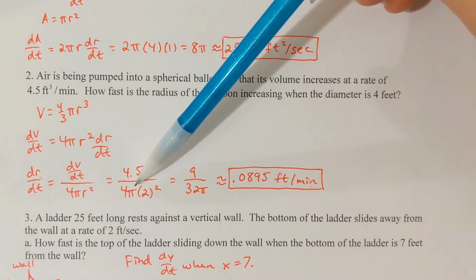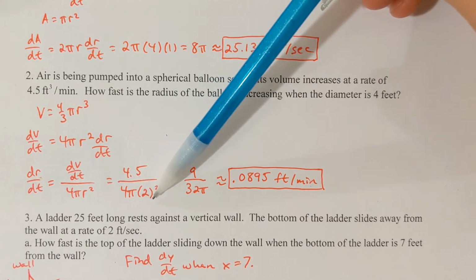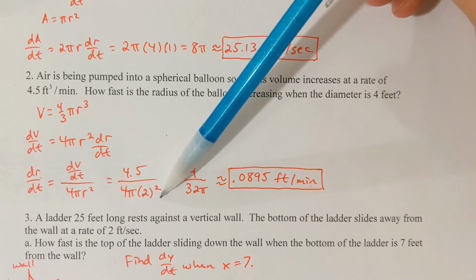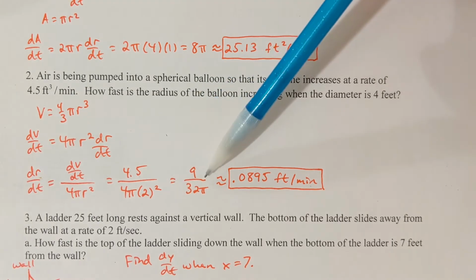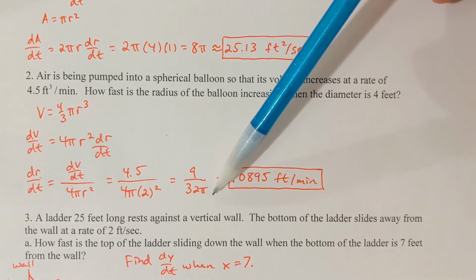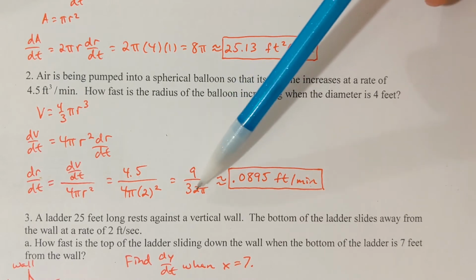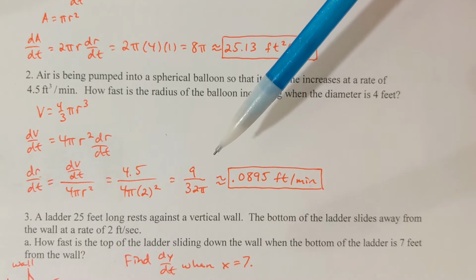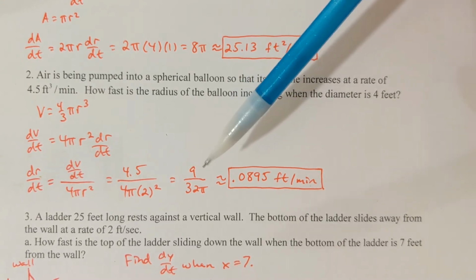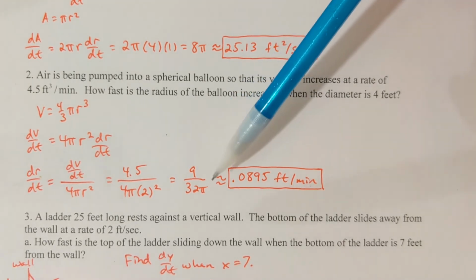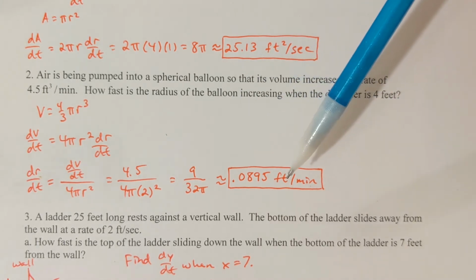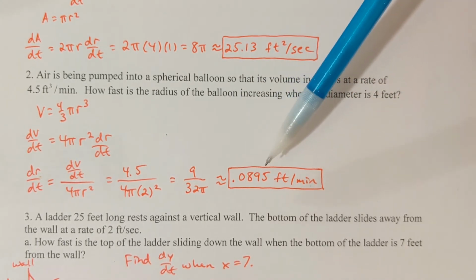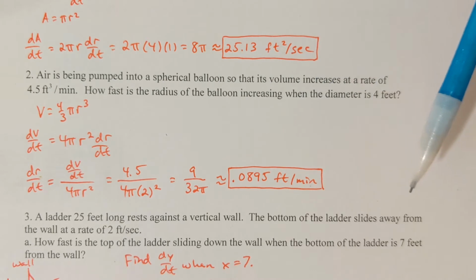Well, in the denominator, you're going to have 16 pi. 4.5 divided by 16 pi. If you were to multiply the top and bottom by 2, you'd have 9 divided by 32 pi. Only reason why I'm doing that is to get rid of the decimal that was in the numerator. You didn't need to do that, okay? You could have left it in the form 4.5 divided by 16 pi. That would have been the exact answer. In decimal form, it would be roughly 0.0895 feet per minute.